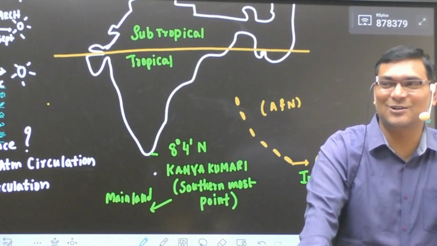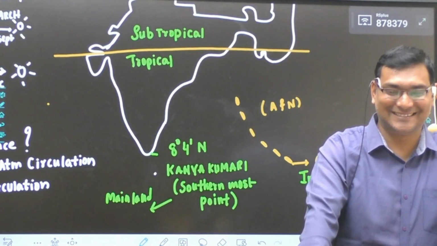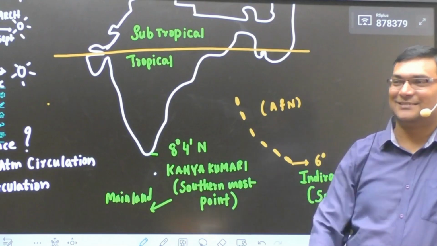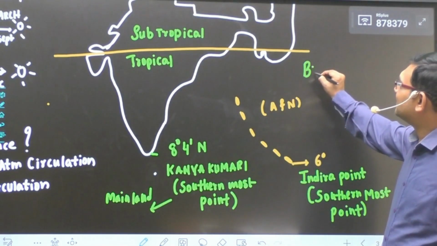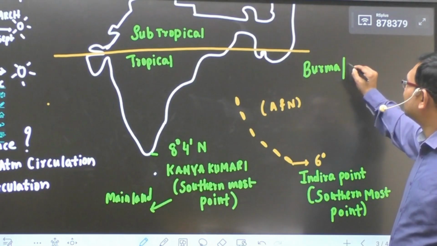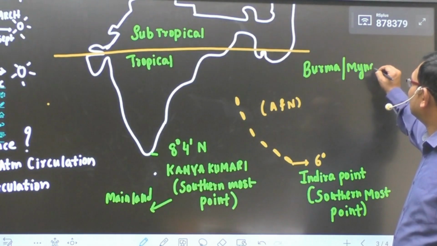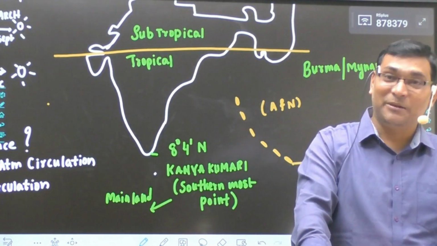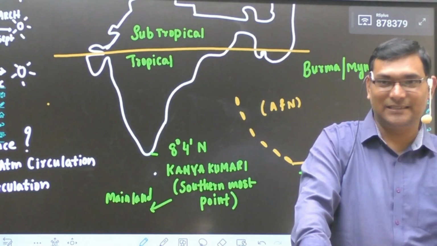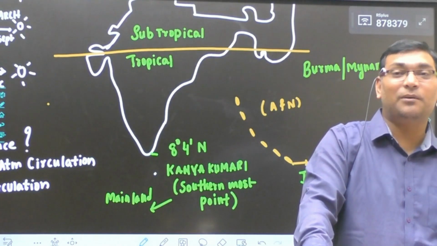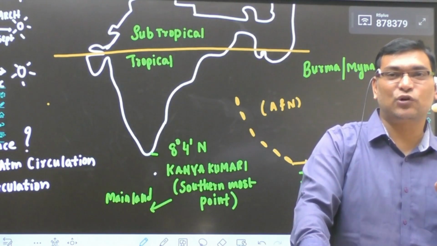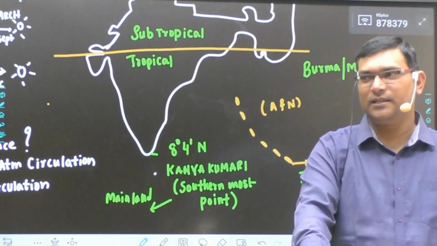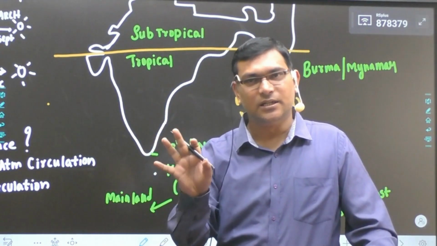But before Sri Lanka also, there is one more country which gets the monsoon. Clear? Myanmar, the Arakan Yoma and Arakan Mountains, they will get hit first by the southwest winds. Clear? Up to now it's clear, right? So this is your first point.